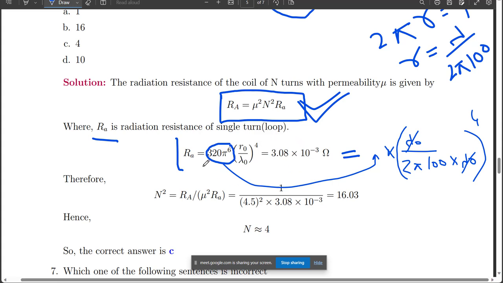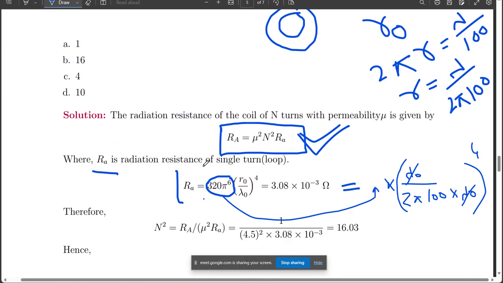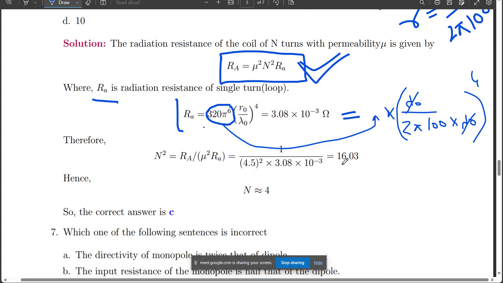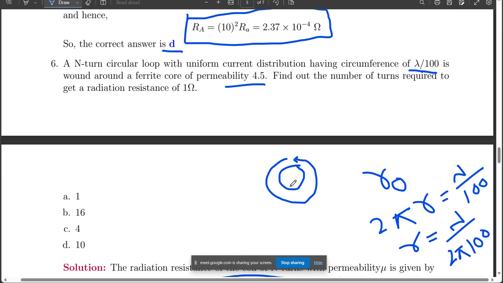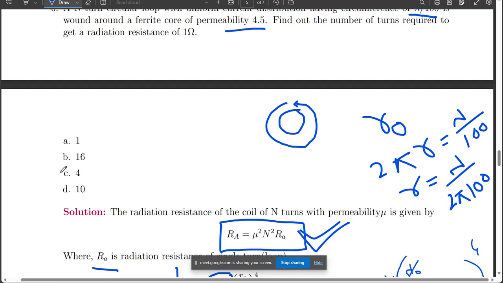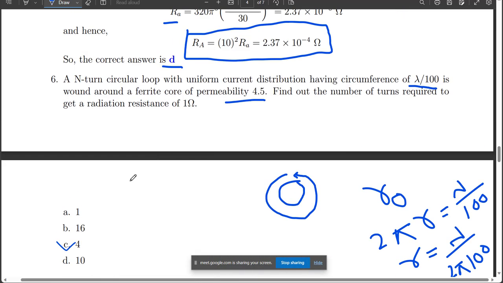Then we already know that the final radiation resistance is mu square N square r_a. Mu you know, r_a you know, capital R_A you know. Will you be able to find the value of N? You have to use a calculator. You will find N equals 4. So how many turns does this circular loop have? 4 turns. The correct answer is option C.